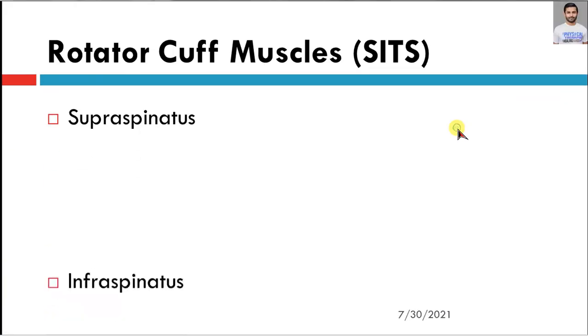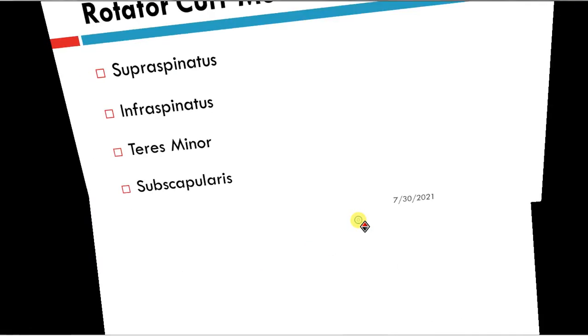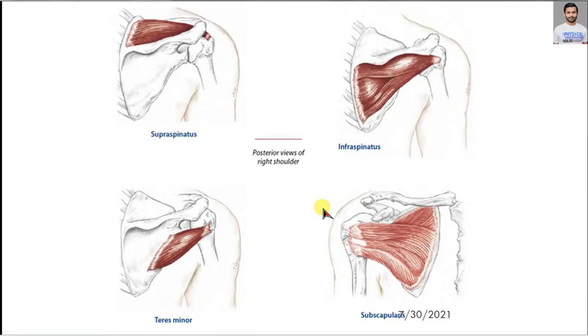The rotator cuff muscles: there are 4 muscles called the rotator cuff, the supraspinatus, the infraspinatus, teres minor, and subscapularis. These 4 muscles are called the rotator cuff because they cause most of the rotation. They are continuous with the joint capsule of the shoulder joint, or the glenohumeral joint, and they are the active stabilizers of the shoulder joint.